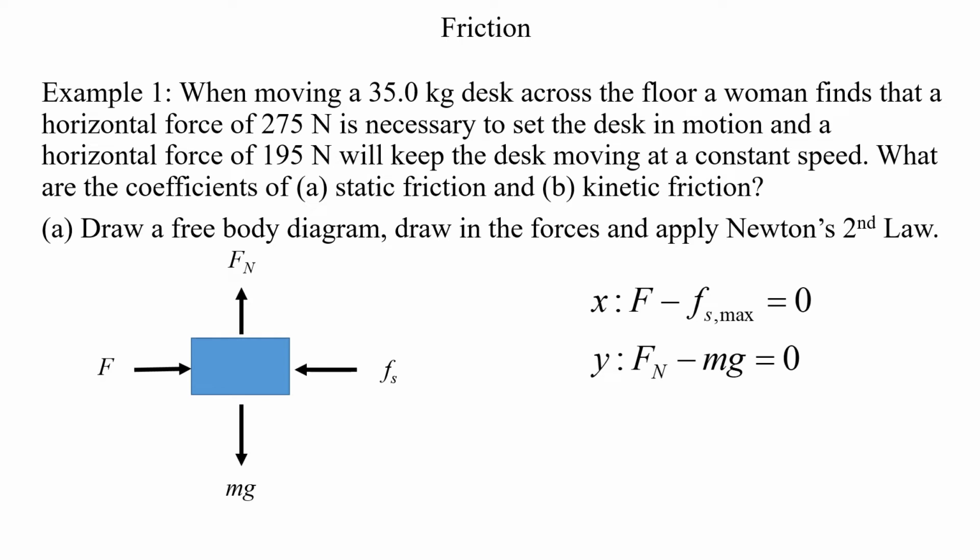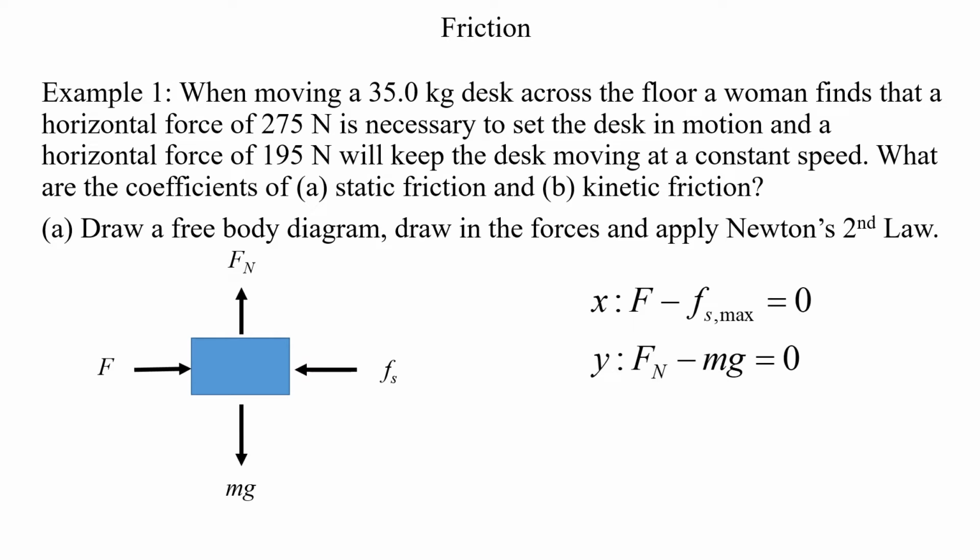And then in the vertical direction, we have the normal force up minus the weight mg down, and that equals 0 since we have no motion in that direction. So we're going to push until we're just at the point where it's going to break free and start to slide. So we're at the maximum static friction. Okay, so those are our two equations from Newton's second law. And now using these, we can find the coefficient of friction.